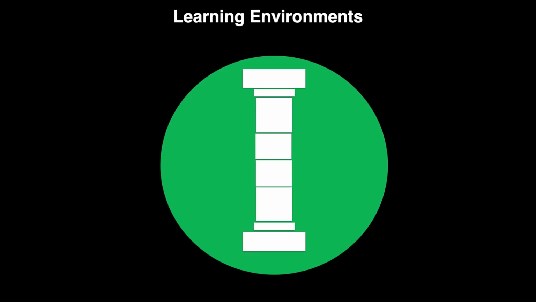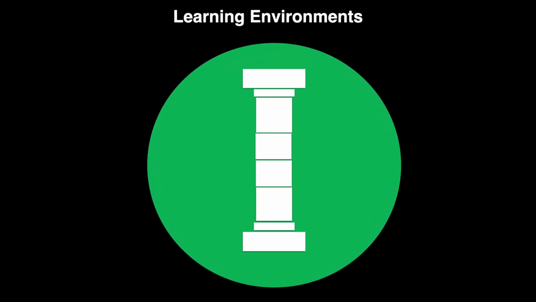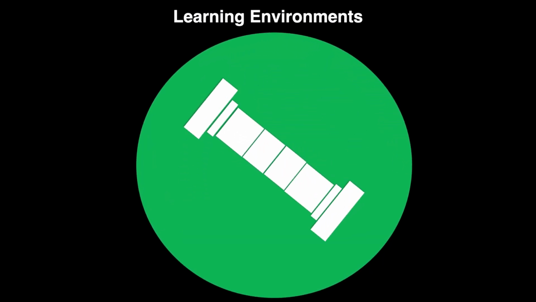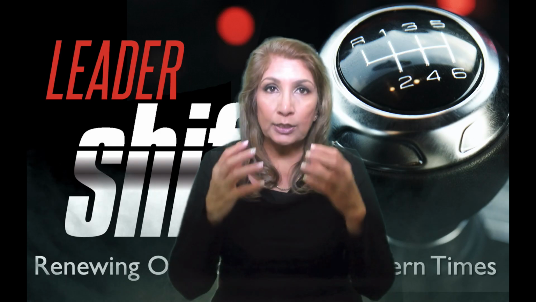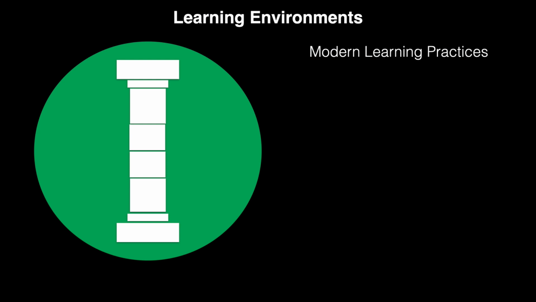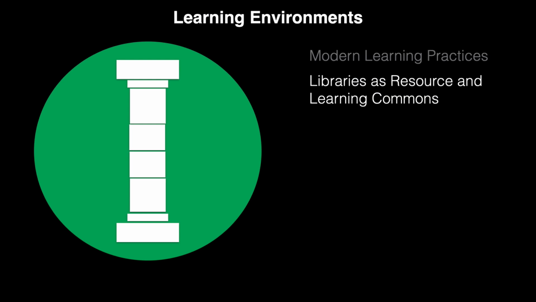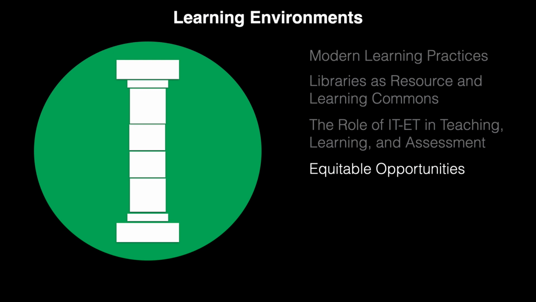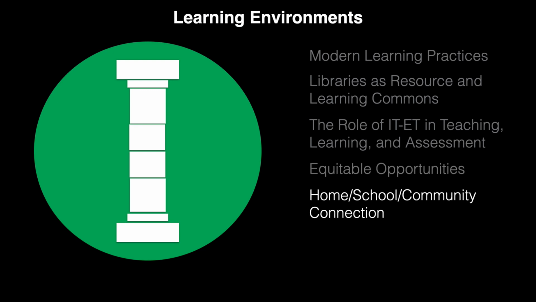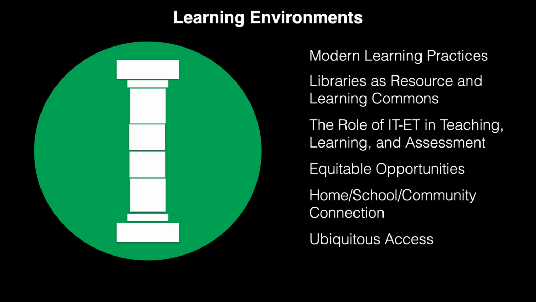Pillar 2 represents learning environments. Current practices in all environments where teaching and learning are occurring. The elements examined under learning environments include modern learning practices, libraries as resource and learning commons, the role of IT/ET in teaching, learning, and assessment practices, equitable opportunities, home, school, community connection, and ubiquitous access.